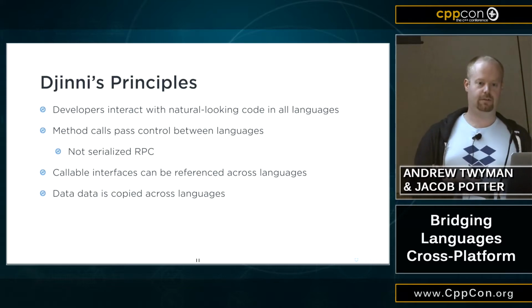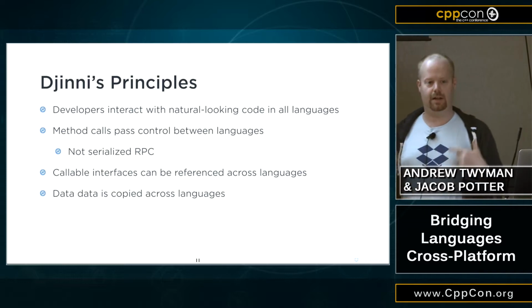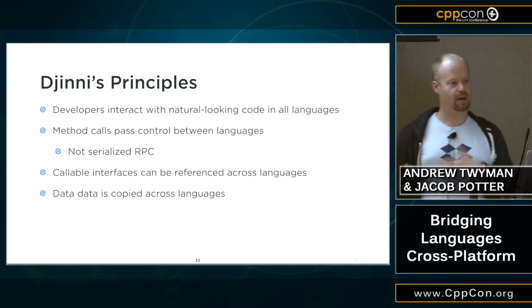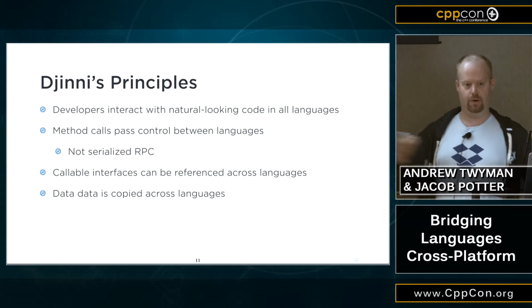The way we pass control between languages is we make method calls. We're not doing serialized RPC. We're not going out of process. We're not doing protobufs or something like that. We want things to just be calls with arguments and return values.